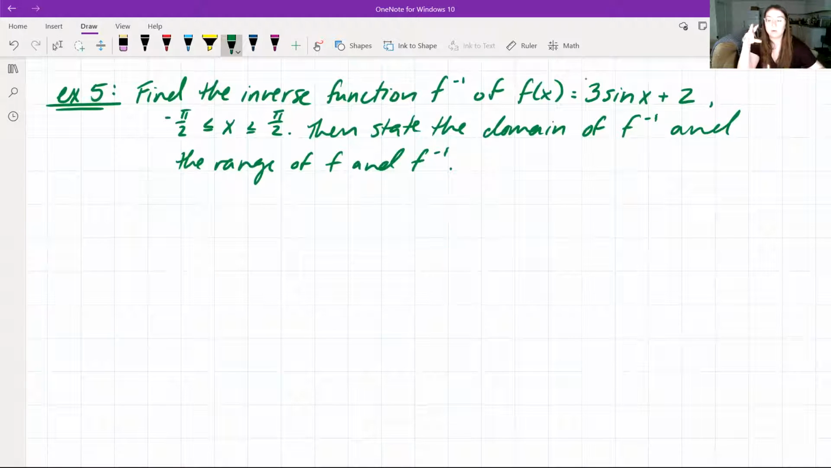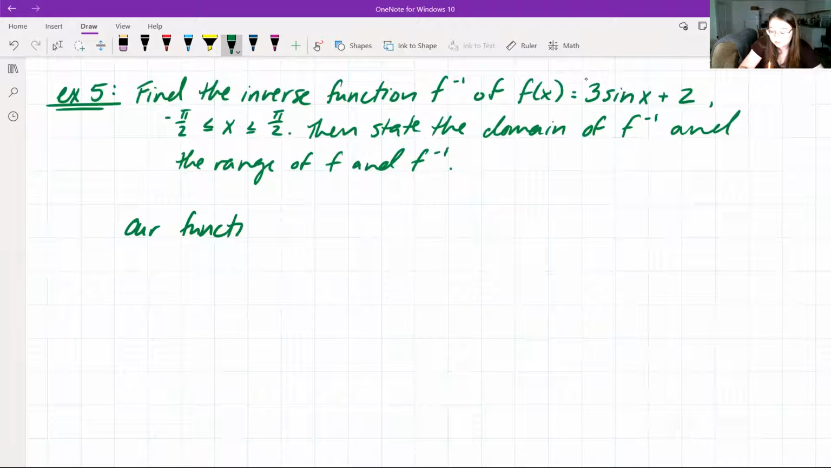All right, we want to find our inverse function where our original function is 3 sine of x plus 2. The function we're dealing with is sine, and our domain is in between negative pi over 2 and pi over 2, which means that this function is going to be 1 to 1.